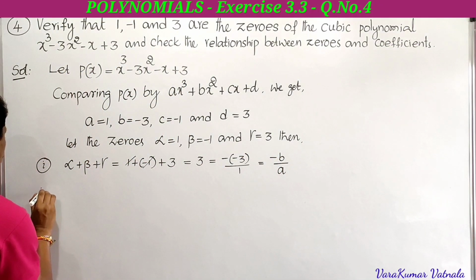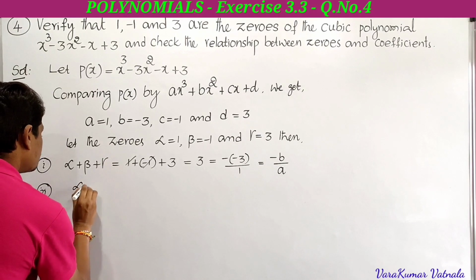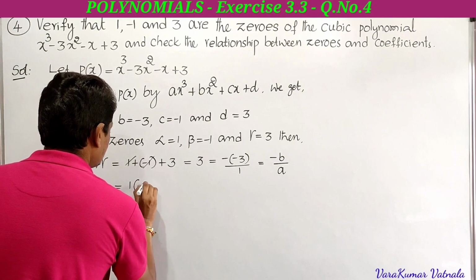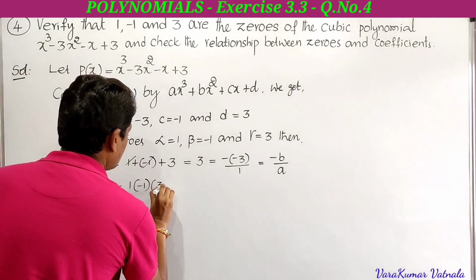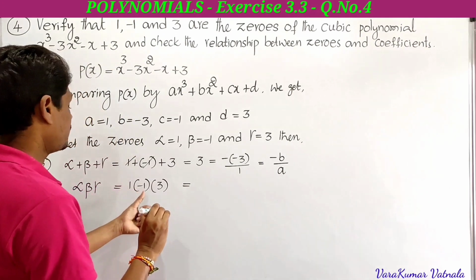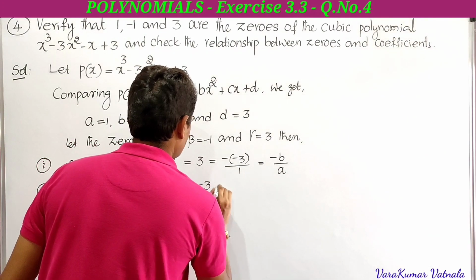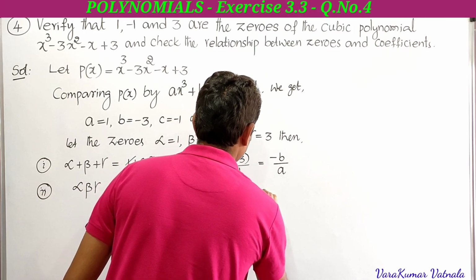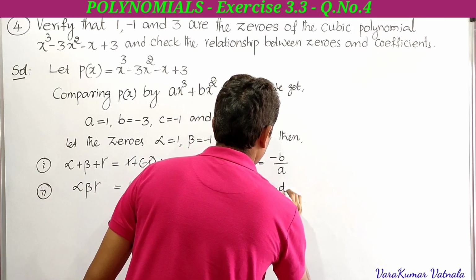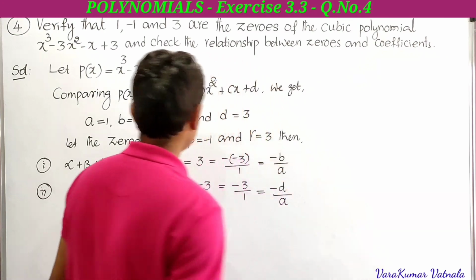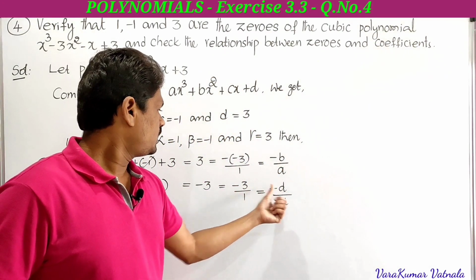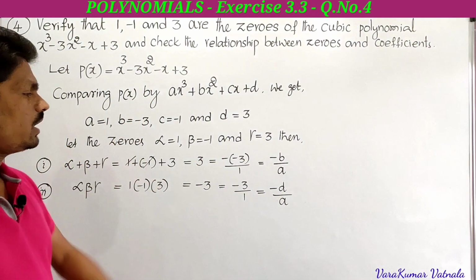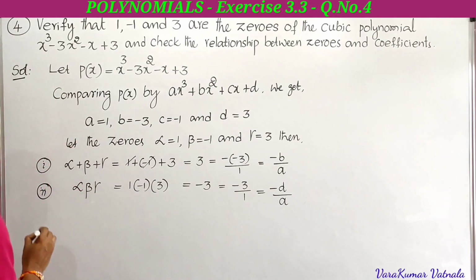So next second one, we have alpha into beta into gamma. Alpha value is 1, beta value is minus 1, gamma value is 3. So 1 into minus 1 into 3 we get minus 3. So that is minus 3, I am writing as minus 3 divided by 1, that is minus d by a. So minus d is equal to how much here? 3. Yes, d is equal to 3, a equal to 1. Here also a equal to 1. So this is alpha into beta into gamma.